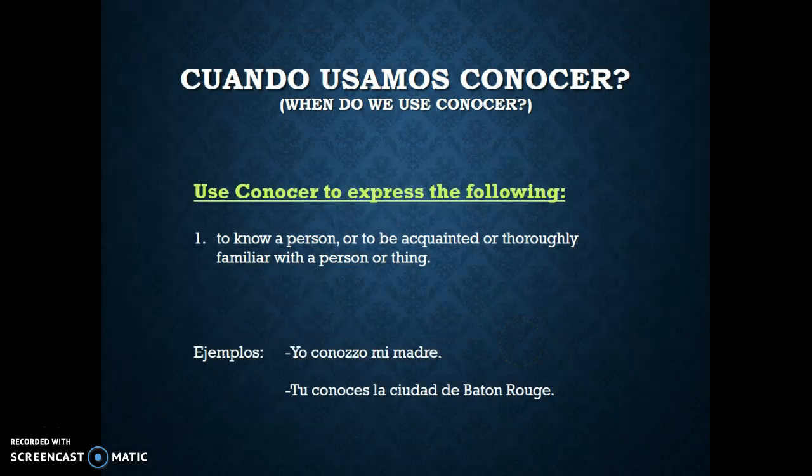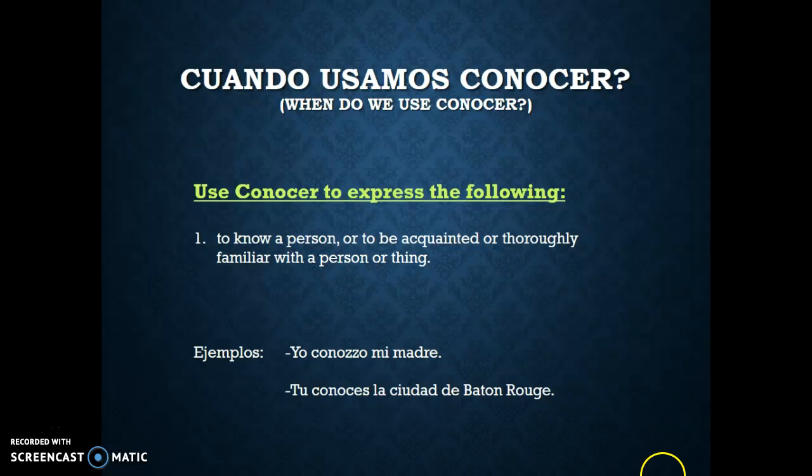Okay? So, ¿cuándo usamos conocer? When do we use conocer? You really only use it in one instance, and it's when you know a person or to be acquainted or thoroughly familiar with a person or thing. So if you're talking about being familiar with a certain place or talking about how you know personally an individual, then you're going to use conocer.